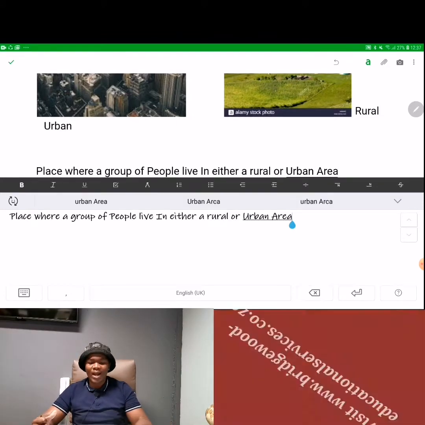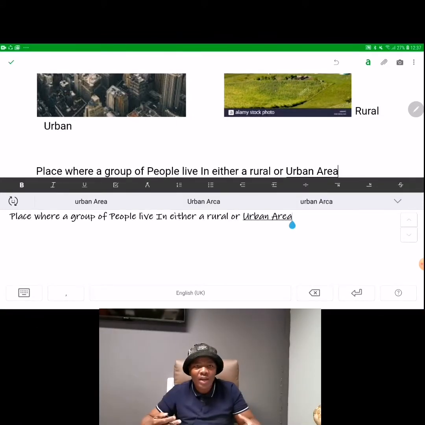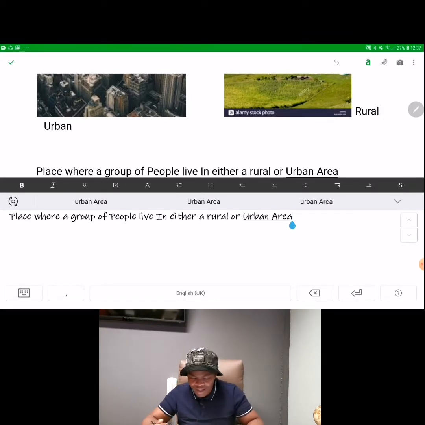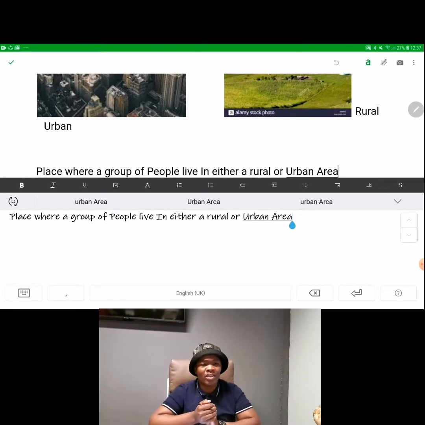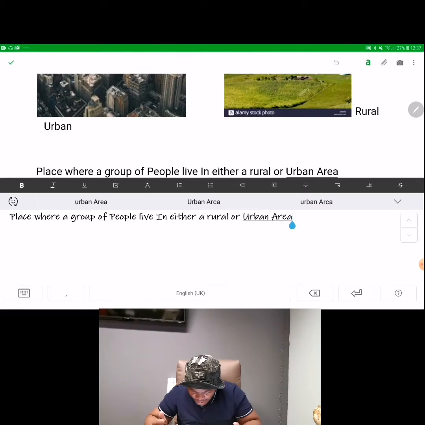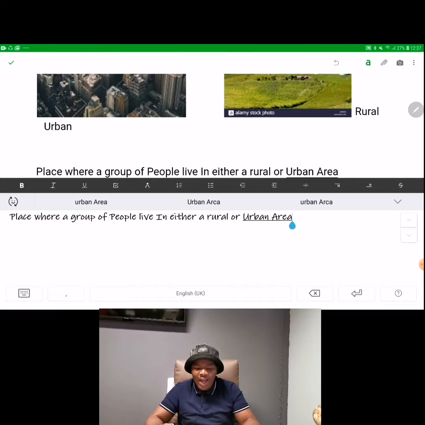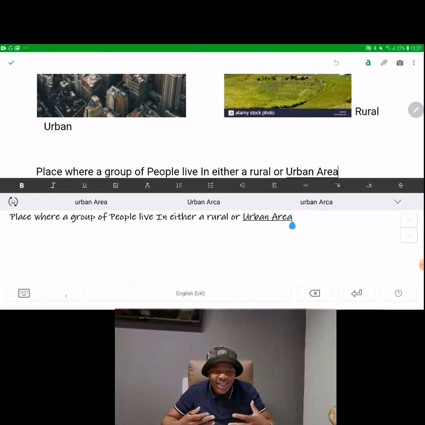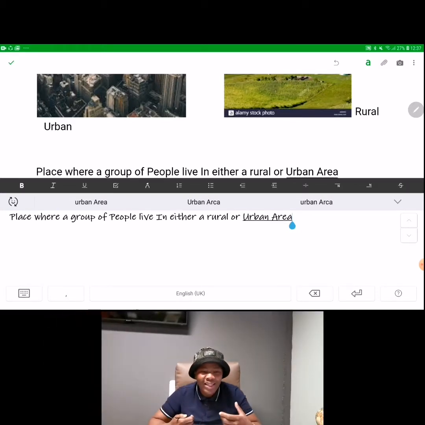And then again, you need to know that a settlement is a place where there are buildings that are used for specific functions, for business purposes, or other functions. People in a settlement interact regularly with each other and also with the surrounding environment.